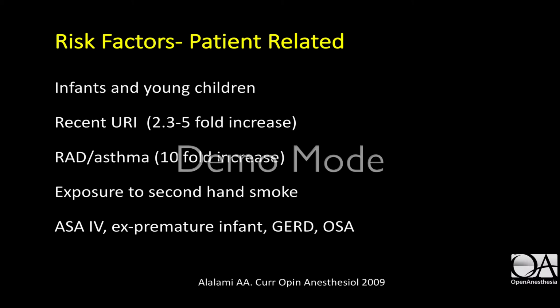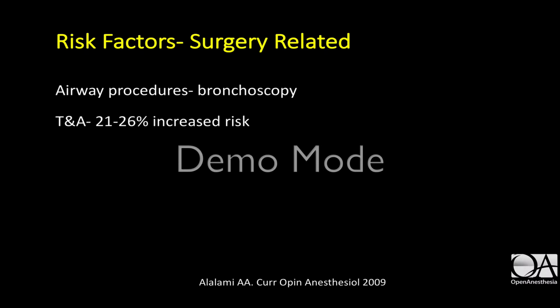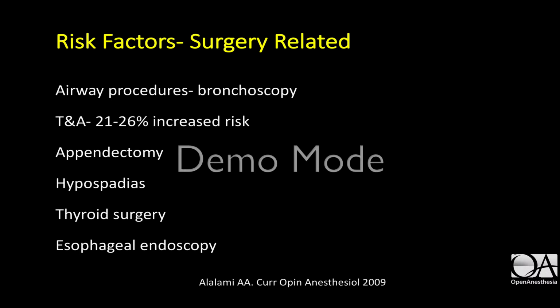Finally, patients with an elongated uvula and those with a history of choking during sleep may also develop laryngospasm under general anesthesia. Among surgeries, shared airway procedures such as bronchoscopy and T&As have the highest incidence. T&As have an incidence of about 21 to 26%. Other surgeries that increase the risk are appendectomy, cervical dilatation, and hypospadias repair. Thyroid surgery increases the risk secondary to the superior laryngeal nerve injury, and esophageal endoscopy may cause laryngospasm secondary to stimulation of distal afferent esophageal nerves.